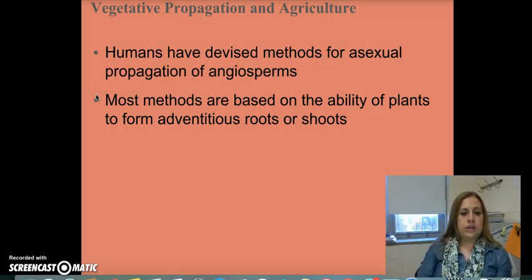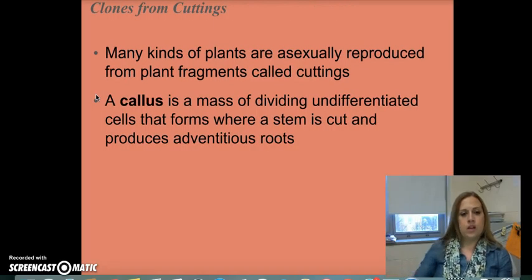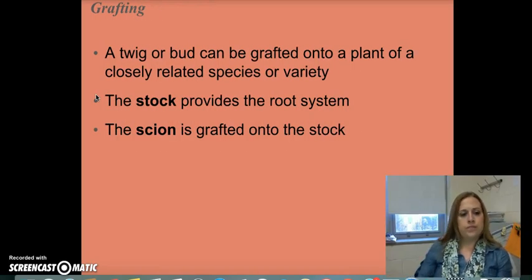Humans have devised methods for asexual propagation of angiosperms and have been using them for a really long time. So this was one of our keys to agriculture. Most methods are based on the ability of plants to form adventitious roots or shoots. And many kinds of plants are asexually reproduced from plant fragments that we call cuttings. A callus is a mass of dividing undifferentiated cells that forms where a stem is cut, and then it's going to produce the adventitious roots.